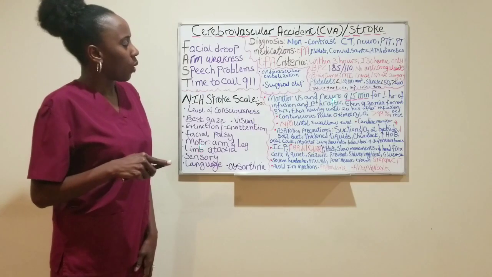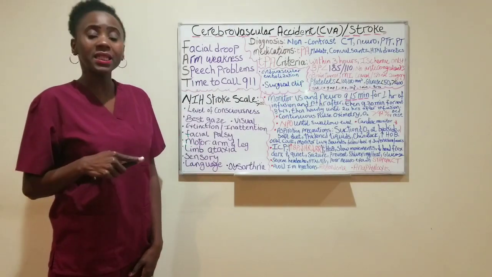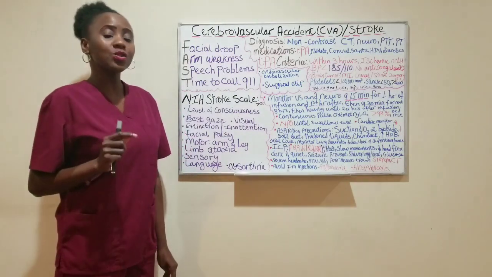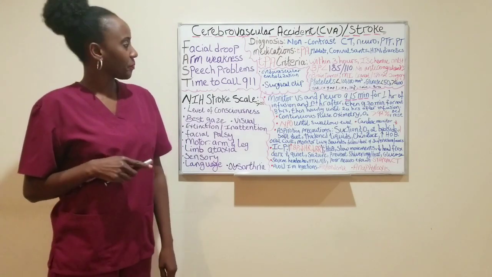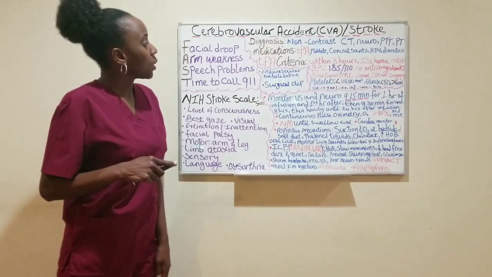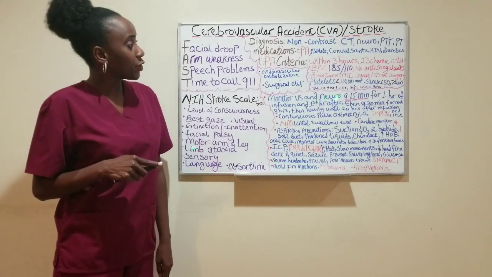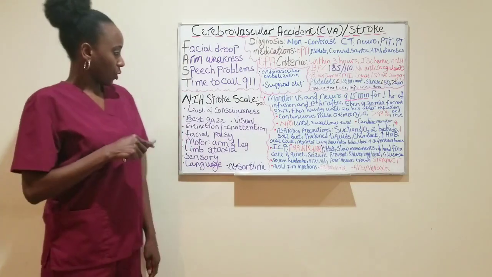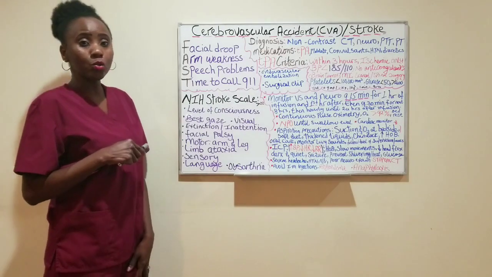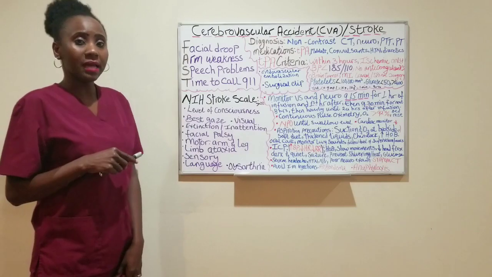Now, what are we going to do for the patient who is having TPA? And remember, we're giving TPA to our patients with ischemic strokes. All right, so while the patient is on TPA, we want to monitor their vital signs, very importantly, and the neuro status. And this is what we're using to monitor the neuro status: the NIH stroke scale.